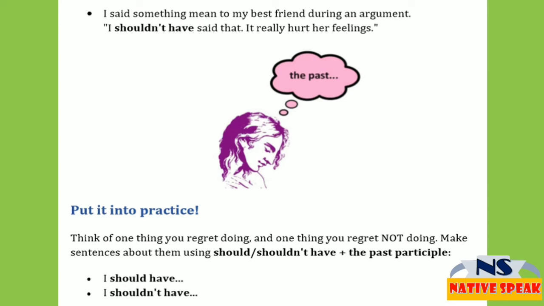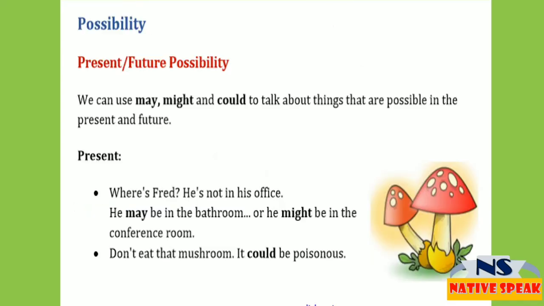Now put it into practice. Think of one thing you regret doing and one thing you regret not doing. Make sentences about them using should or shouldn't have, plus the past participle.